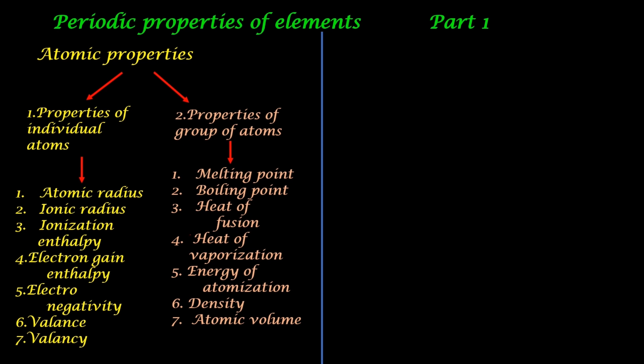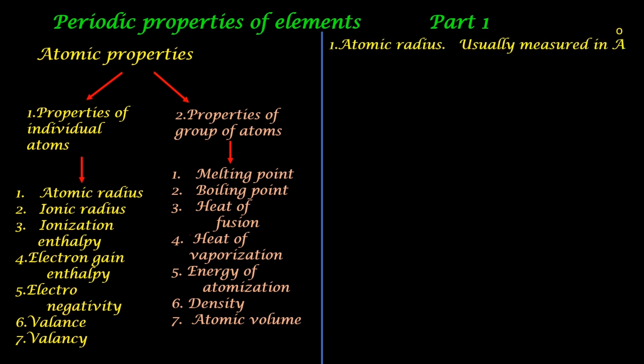Fifth one, energy of atomization. It is the energy required to isolate atoms from groups of atoms, that is groups of molecules. Sixth one, density, and seventh one, atomic volume. We will be concentrating only on properties of individual atoms. We will take up the first one, atomic radius.